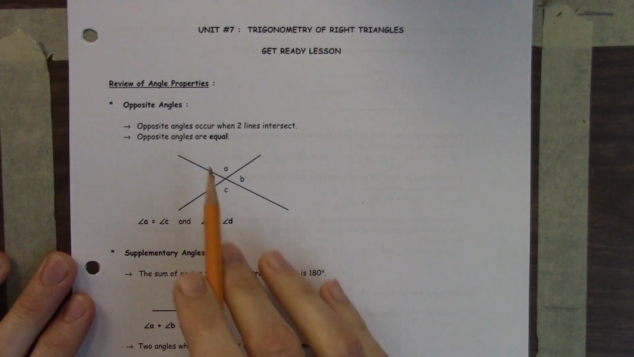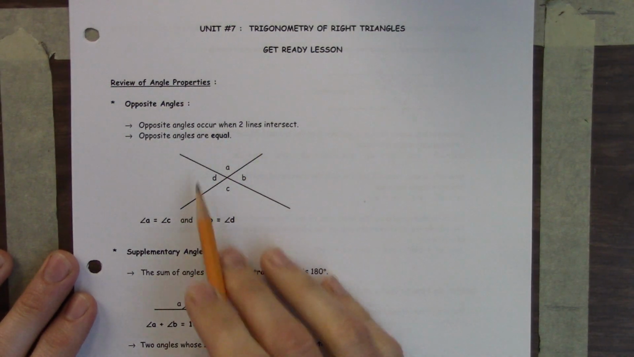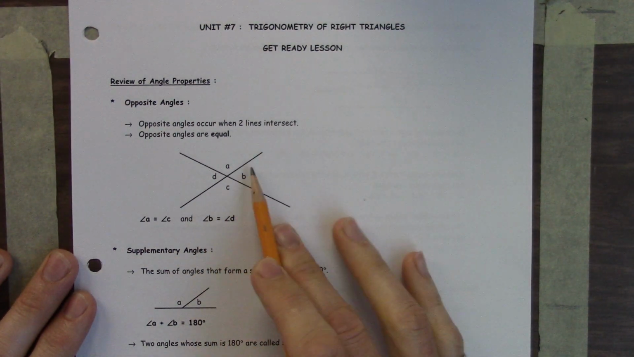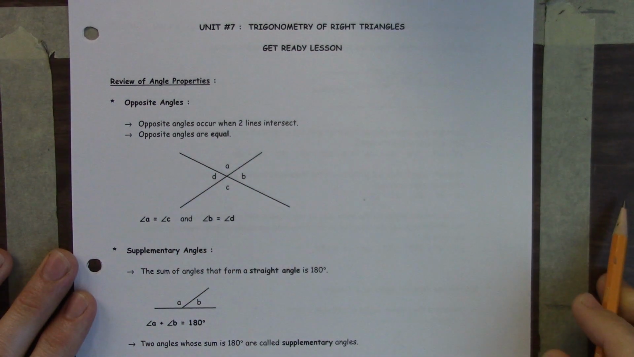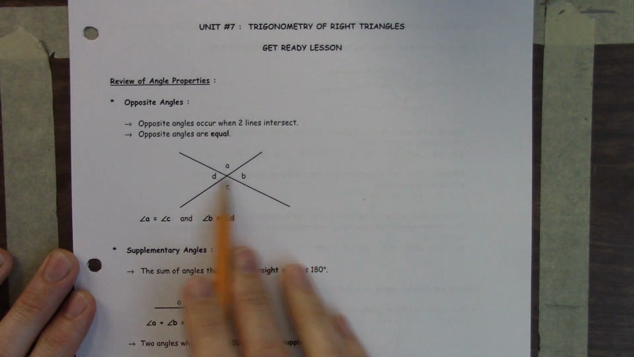So we're dealing with opposite angles here. When we have opposite angles, we have two lines that are intersecting. Of course, they need to be straight lines here. We know that the opposite angles are equal. So A is going to be equal to C, and B is going to be equal to D in this case.